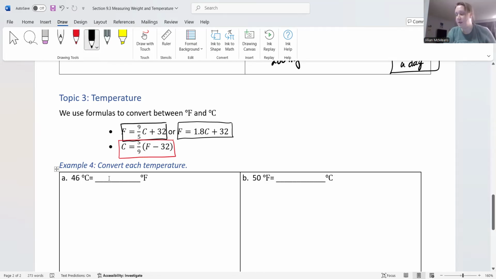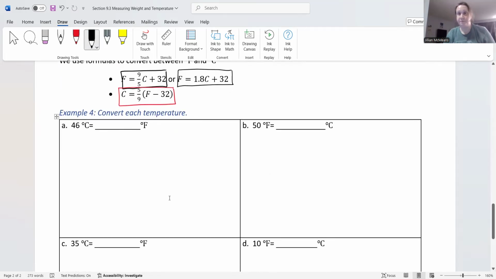Okay. So example four says convert each temperature. First we have 46 degrees Celsius. We want to convert that to degrees Fahrenheit. So we want to know what Fahrenheit equals. And Fahrenheit equals 1.8 times degrees Celsius plus 32. So 1.8 times 46 plus 32. According to the order of operations, we need to multiply first, add second. So let's figure out what 1.8 times 46 is.